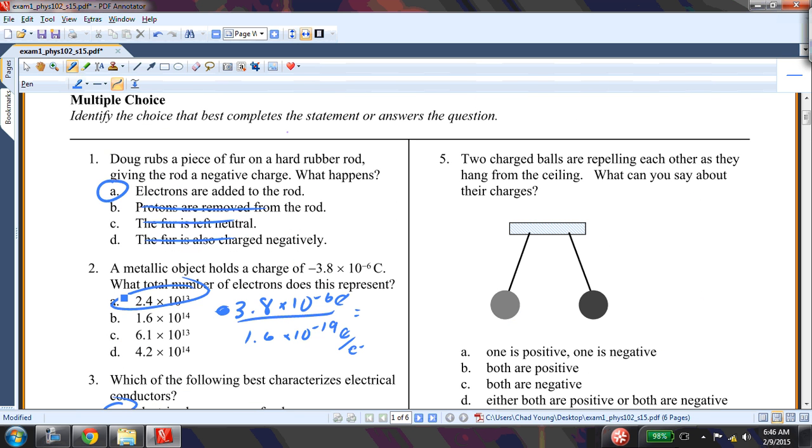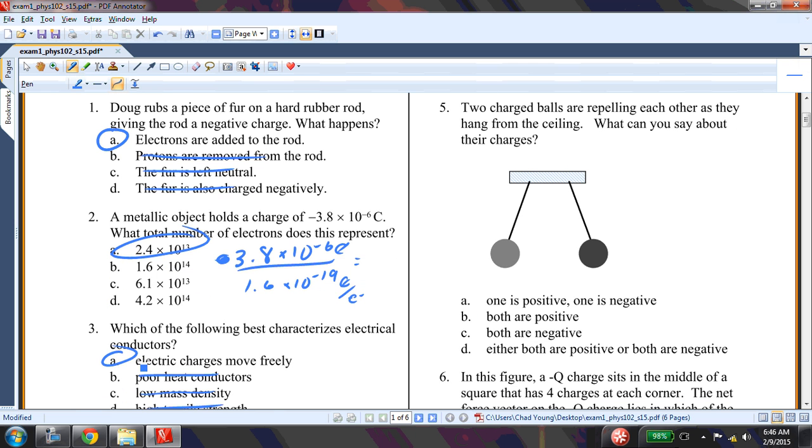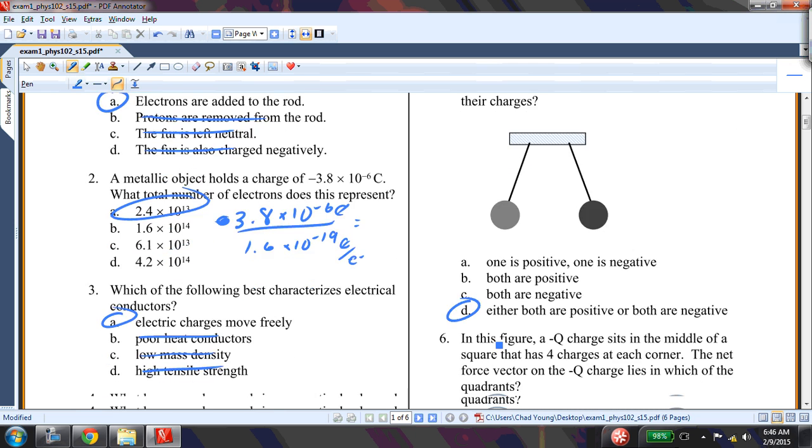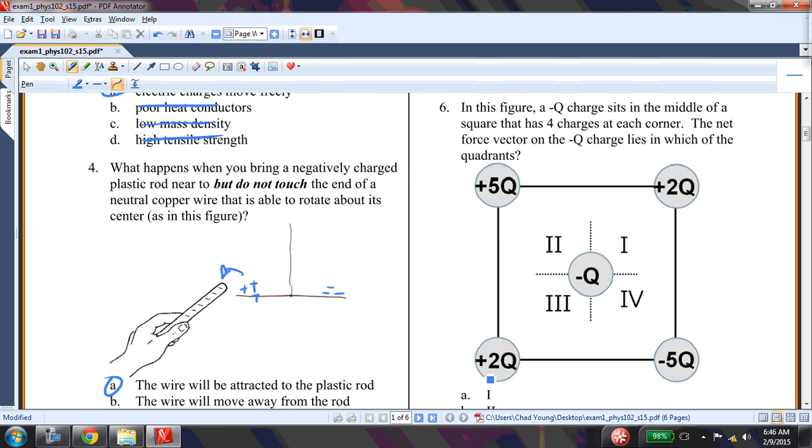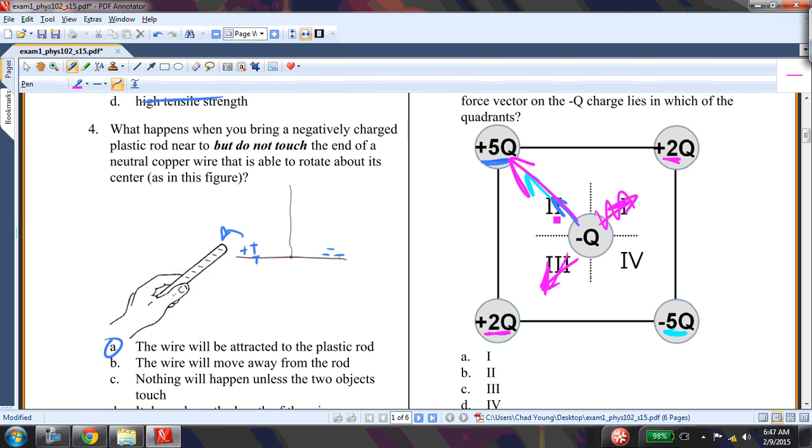Two charged balls are repelling each other. What can you say about their charges? Well, either they're both positive or they're both negative, because they're repelling. I have a negative Q charge that sits here. Where does the force vector lie, in which of the quadrants? Okay, so the force due to this charge is going to be in this direction, and the force due to this charge will also be in that direction. The force due to this charge will be in this direction, and the force due to this charge will be in that direction. So those two charges will cancel out, giving me a net force in this direction. So that's in quadrant 2.